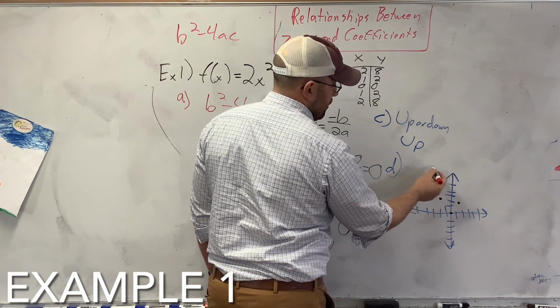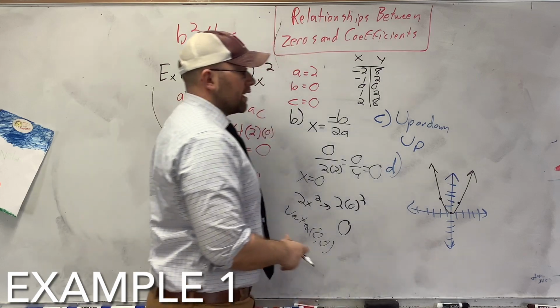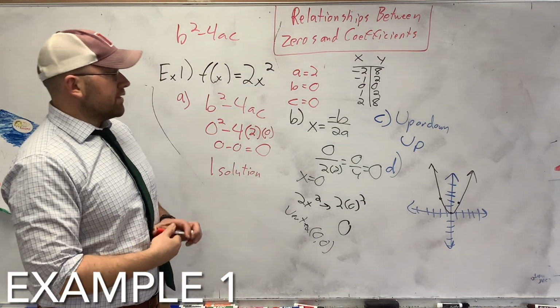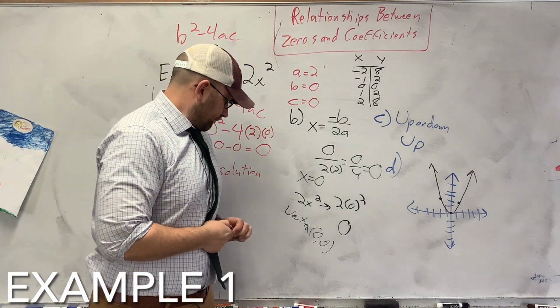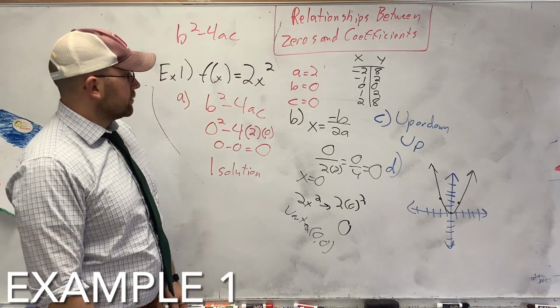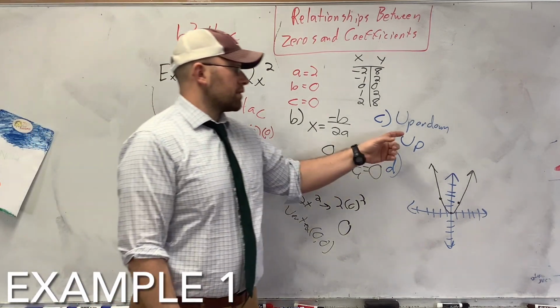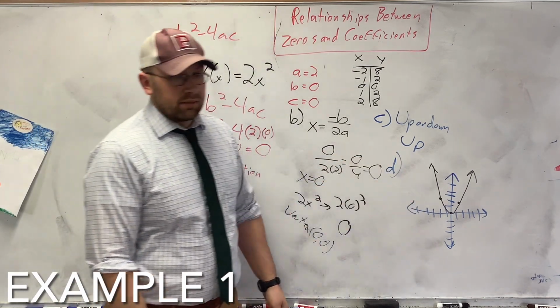I'm not going to graph the other points. I'm good. And that's how you graph it. So all this information can be found just from this. All right. I know there's only one solution. I can find my vertex, whether it's up or down, and I can graph it.